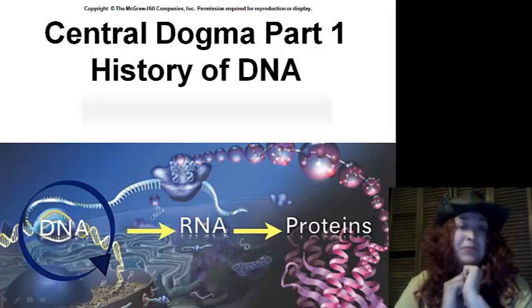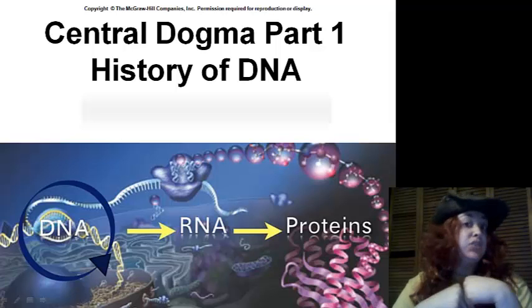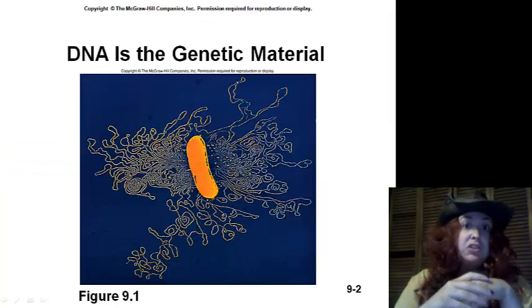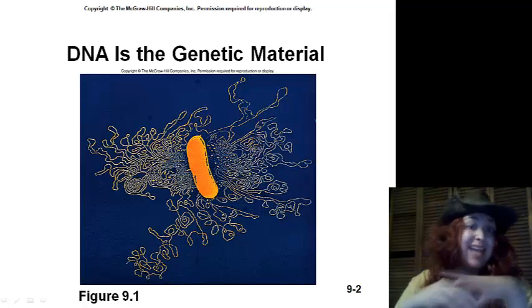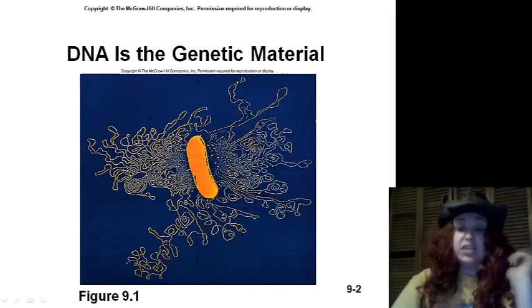Howdy, y'all. We're going to be talking about the Central Dogma, Part 1, which is the history of DNA. So, we all know now that DNA is the genetic material, but we didn't always know that. So let's look at the history. First we have bacterial transformation.